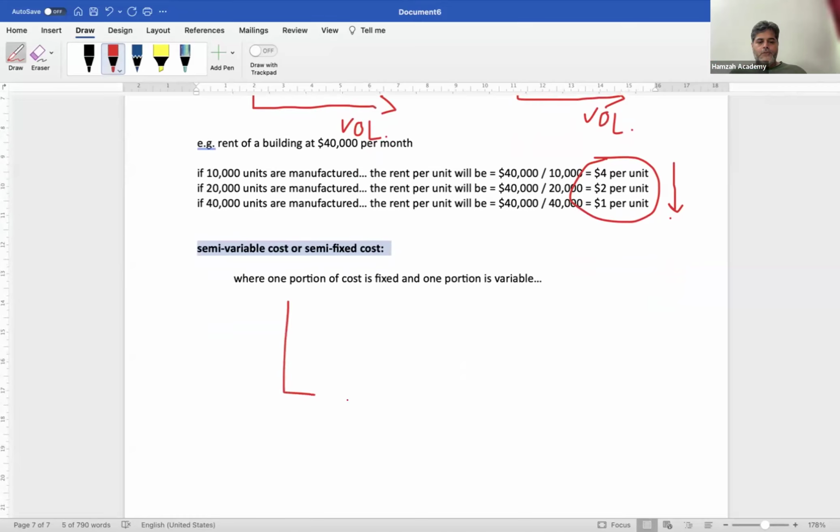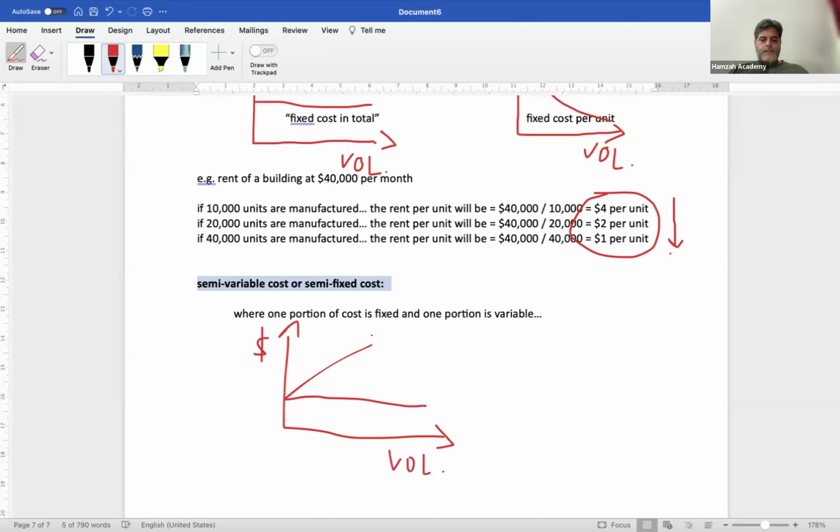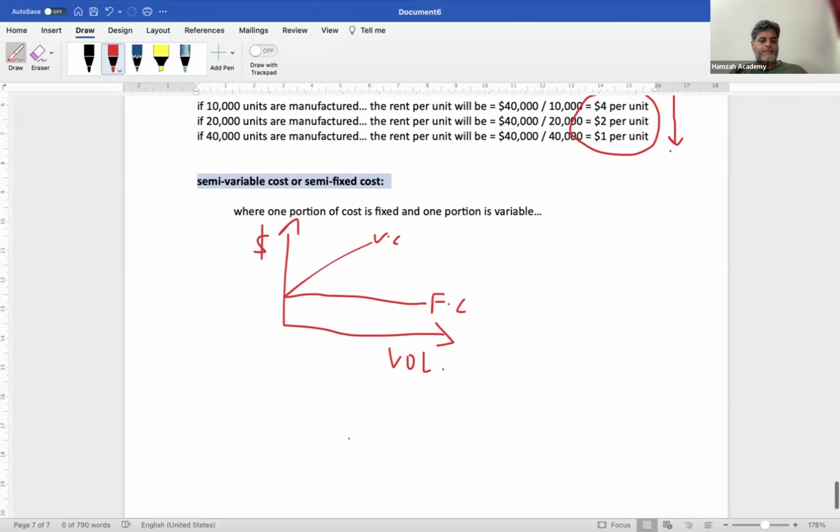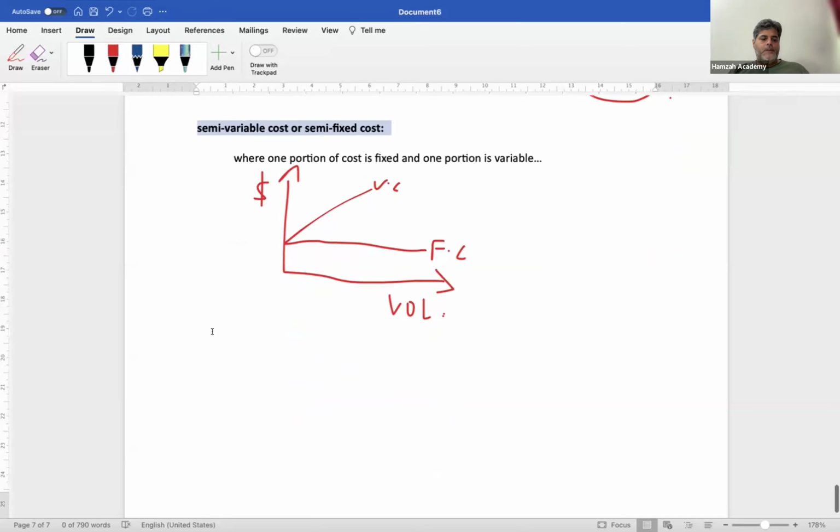And from the graph point of view, this is the amount and this is the volume. So the graph is something like this, right? Over here, this is the variable cost. This is the fixed cost that we have, right? So fixed cost remains the same and the variable cost is something which is increasing overall.